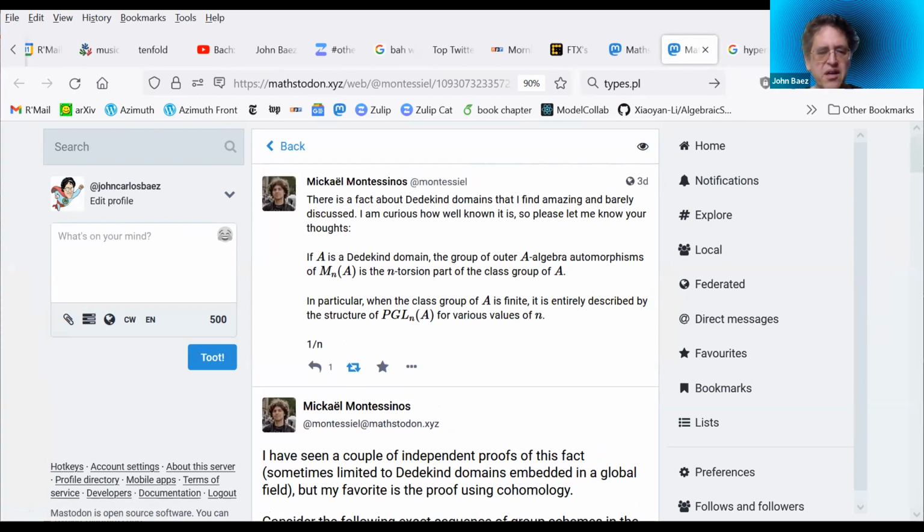So there's a guy named Mickaël Montessinos, and he says, there's a fact about Dedekind domains that I find amazing and barely discussed. I'm curious how well known it is, so please let me know your thoughts. Take a Dedekind domain A, and form its algebra of n by n matrices, M_n(A). So that's an algebra over A. Then take the group of outer automorphisms of that algebra. And that, he claims, is the n-torsion part of the ideal class group of A.